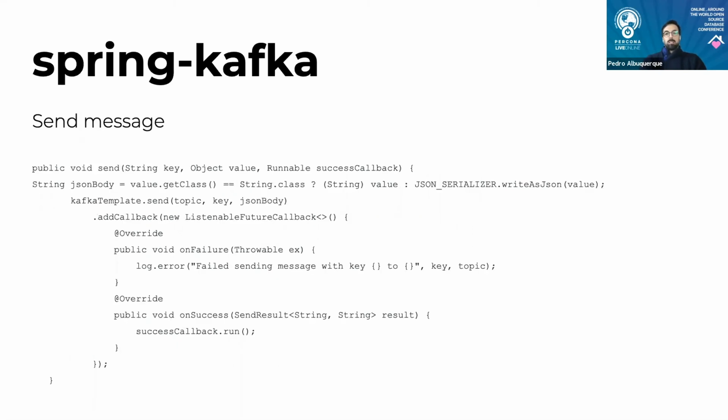Then, to send a message, all we need to do is first to serialize the message, and then call the send message method with the message and the topic name. Spring-kafka also allows us to configure an async callback. We can receive the result of the send method and do some work within an execution context.